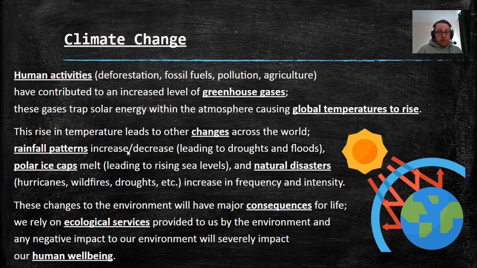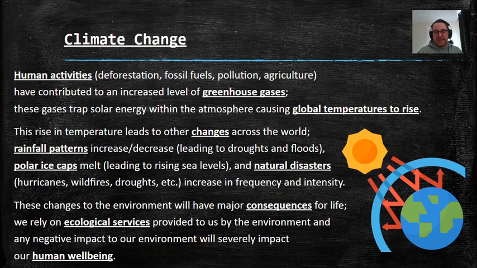So this rise in temperature leads to other changes across the world. Rainfall patterns increase or decrease, leading to droughts and floods. So again, extra temperature. You guys looked at world climate zones and climate weather patterns. Just the slightest change in temperature can drastically change the rainfall patterns. So you could have droughts or you could have floods. You could have too much rain or not enough rain. The polar ice caps will start to melt, leading to rising sea levels. You have an ice cube in your glass of water, that ice cube melts, the water gets higher, your cup overflows.